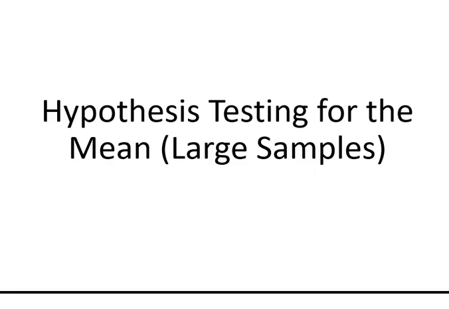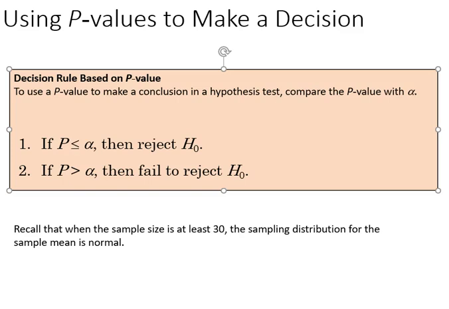Hi, this video will look at hypothesis testing for the mean when we have large samples. So first let's recall the decision rule based on p-value, where we use a p-value to make a conclusion on a hypothesis test comparing the p-value to the alpha level. And if p is less than or equal to alpha, we reject the null, and if it's greater than alpha, we fail to reject the null, implying that we accept the alternative.